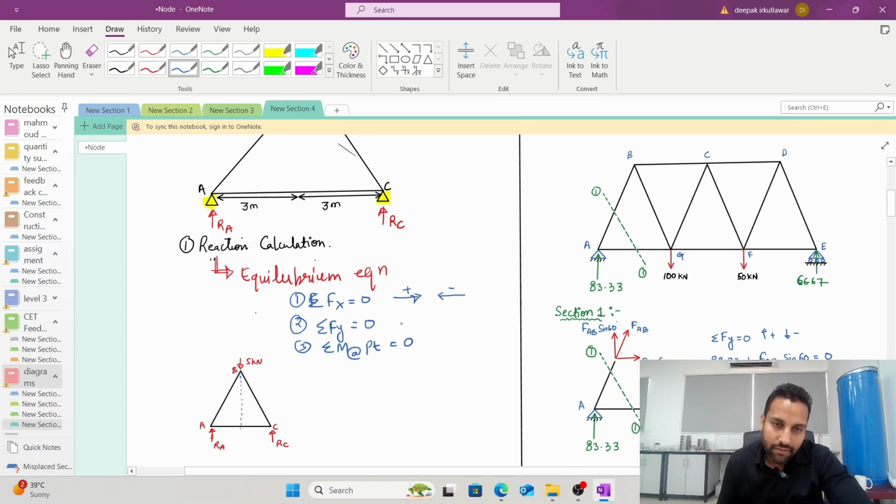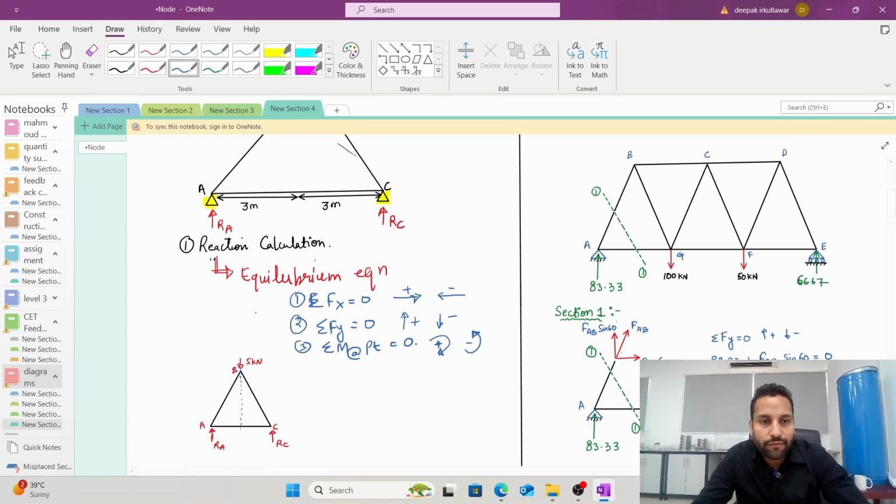You can take either way, you can take left as positive and right as negative, it is up to you. Similarly, when you take summation of forces in the y direction equals 0, you can take forces going up as positive and forces going down as negative. You can change this as well. Now, for summation of moments at a point equals 0, you can take clockwise positive and anti-clockwise negative. So these are the three equilibrium equations which we will generally use throughout the process.